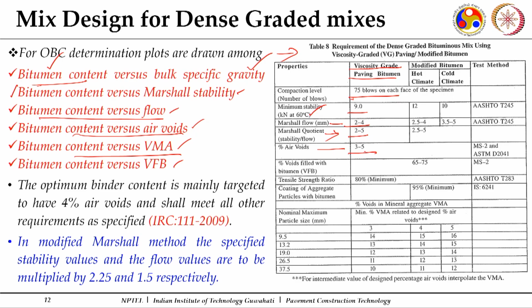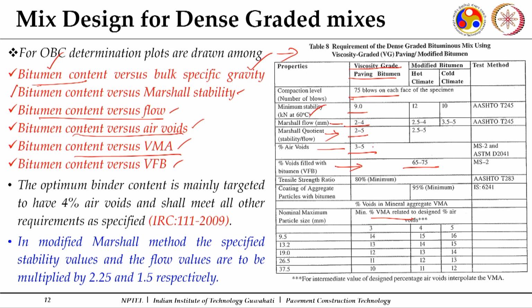Percentage air void should be in the range of 3 to 5%, and it says that the voids filled with bitumen should be in the range of 65 to 75%, and thereafter for voids in mineral aggregates also it says, depending upon the NMS of that particular mix and the air void content target.